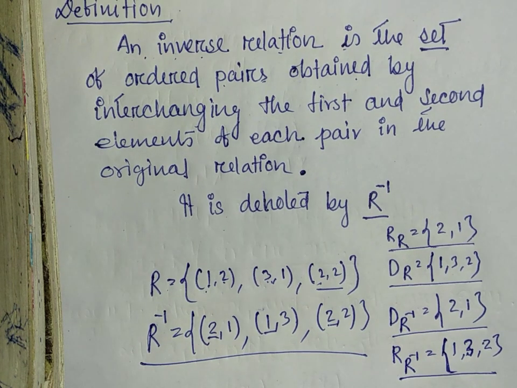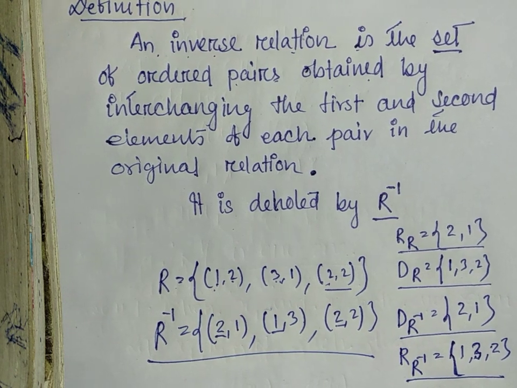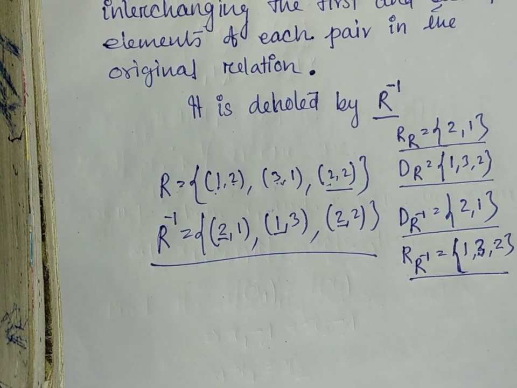So what you have to do is, one relation will be there. We'll try to rearrange the ordered pairs in such a way that the first component will become the second component and the second component will become the first component. That will be considered the inverse of a relation. Let us consider a few examples.